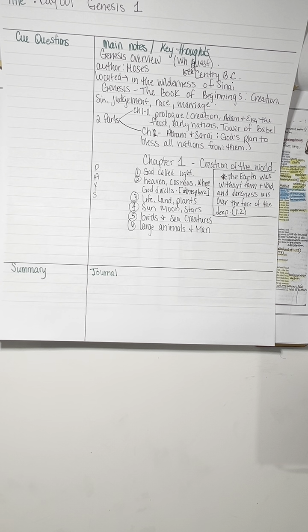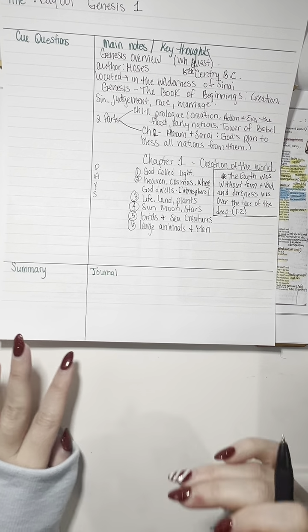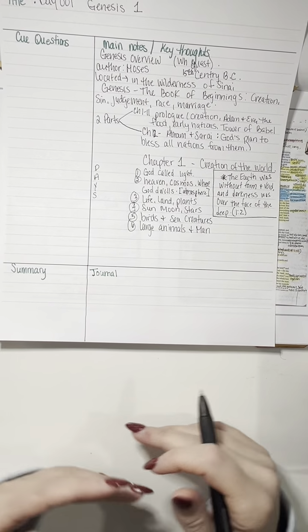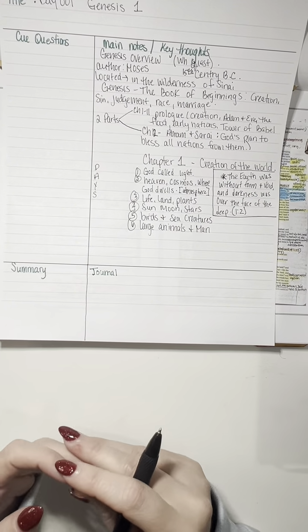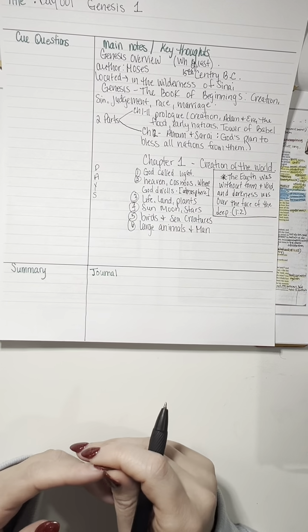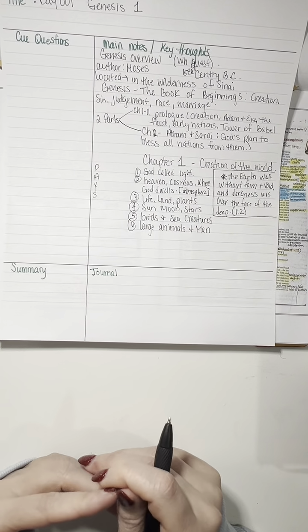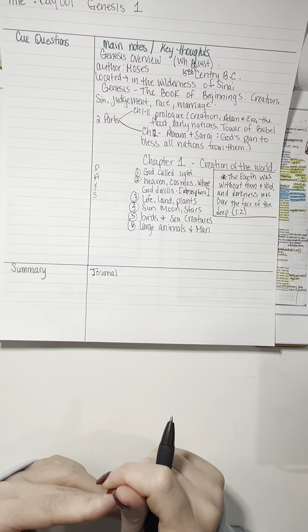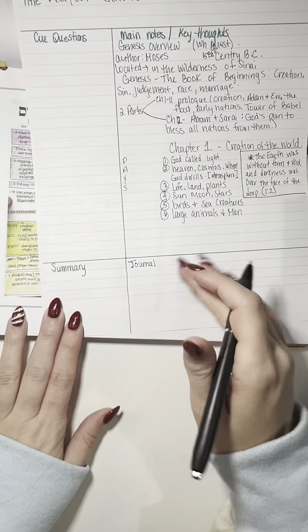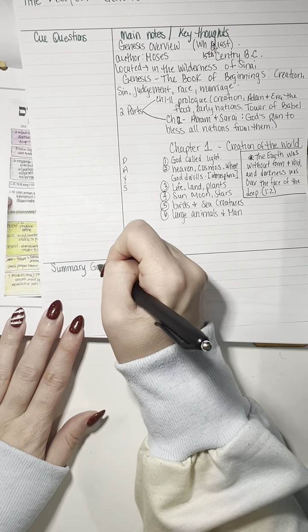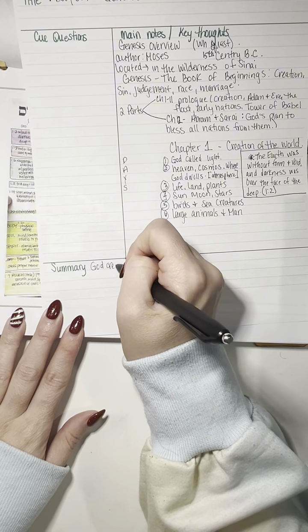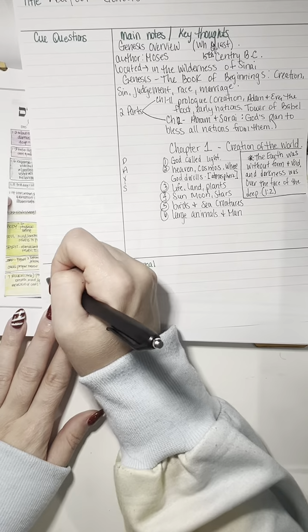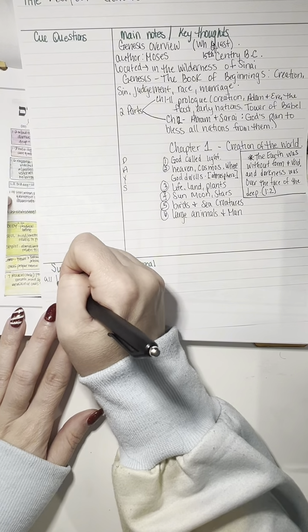So for this, I'm going to leave this as my notes for now, okay? I can always add to it if I want to. That's fine. So I'm going to write a summary, and my summary is going to be 2 sentences long. So God created all the things.